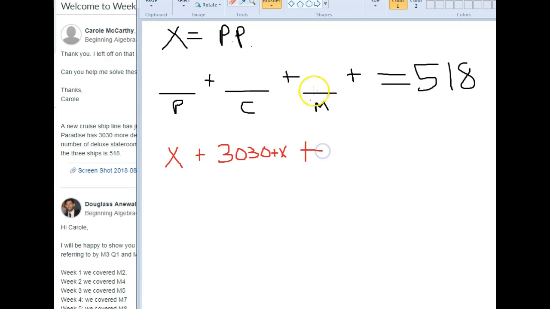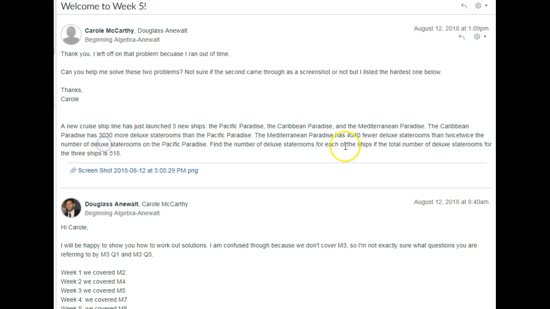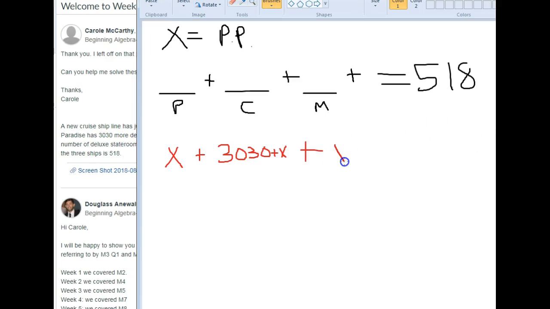And now I need to add in how many are on the Mediterranean. And it is 40 fewer than twice the number on the Pacific Paradise. You take twice the number on the Pacific Paradise, and we want 40 fewer than that. So it's 40 fewer, subtract, from twice the number on the Pacific Paradise. So twice X. So add those three values together. We're adding the Mediterranean plus the Caribbean plus the Pacific, and it equals the total.